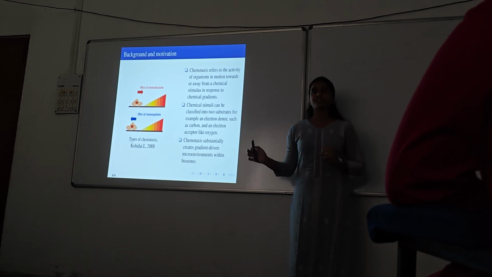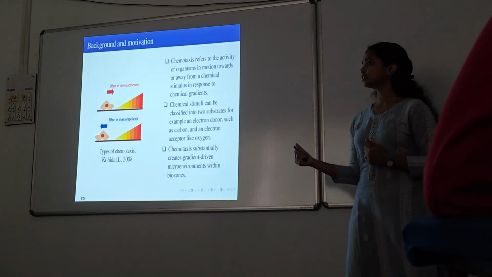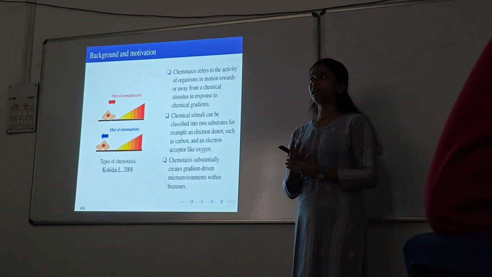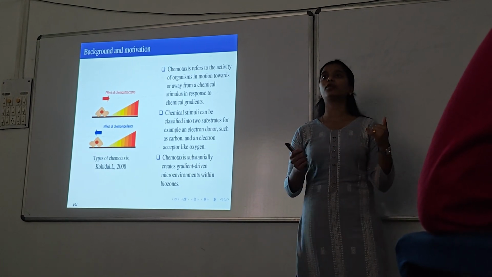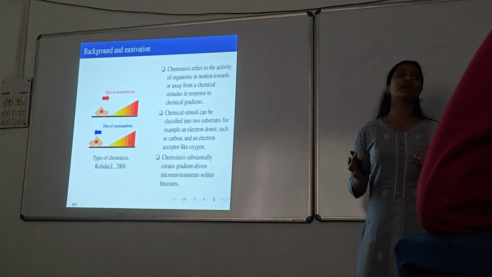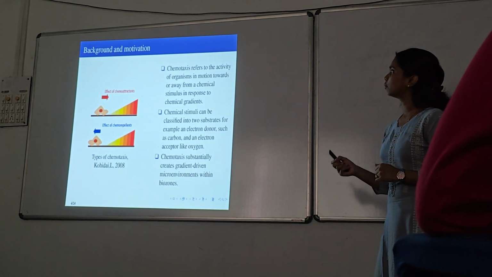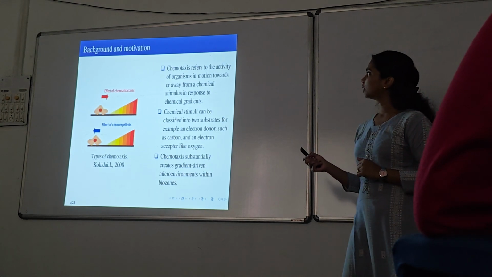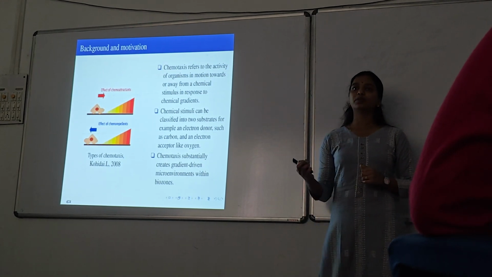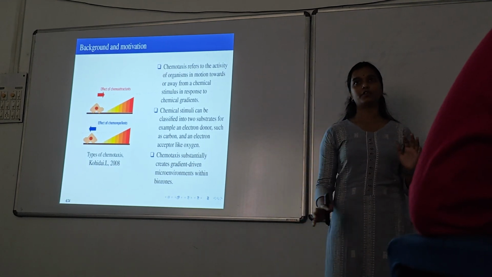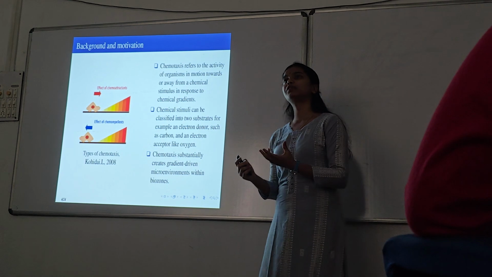In this process of bacterial biofilm formation, one other definition I want to introduce here is chemotaxis. The term chemotaxis itself says things about it because it's an amalgamation of chemo and taxis. Chemo refers to something related to chemicals, and taxis is movement. So chemotaxis is the activity of an organism in motion towards or away from a chemical stimulus in response to chemical gradients. So what is the contribution of chemotaxis in the bacterial biofilm formation process over the surface of those clusters of marine snow and microplastic?